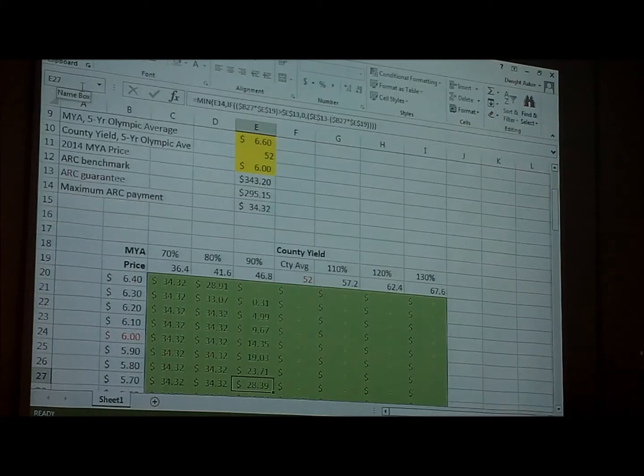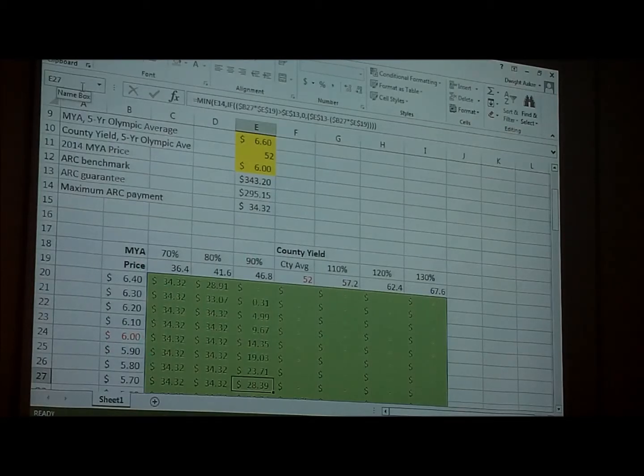here do. The market average price, for everybody in the country for this year, is $6.60 for wheat. The Foster County 5-year Olympic average we saw on the last table of the last spreadsheet is 52 bushels. USDA's latest price projection is $6. So then in this matrix, the $6 gets pulled down here to the left-hand column.